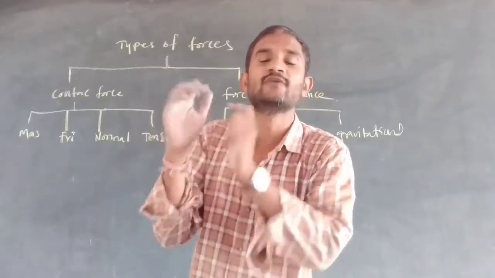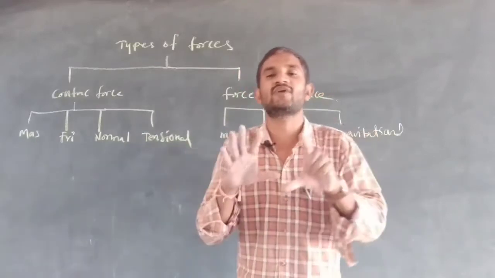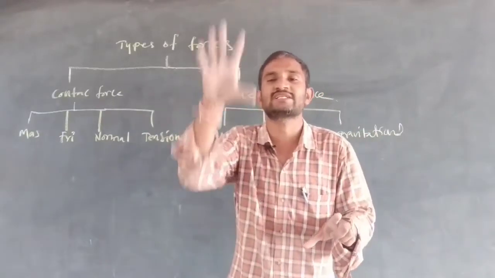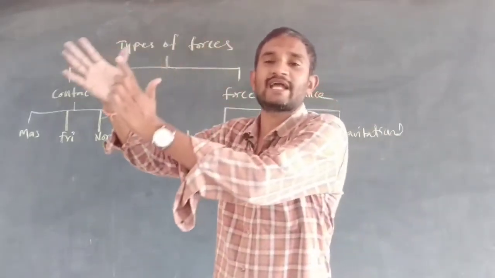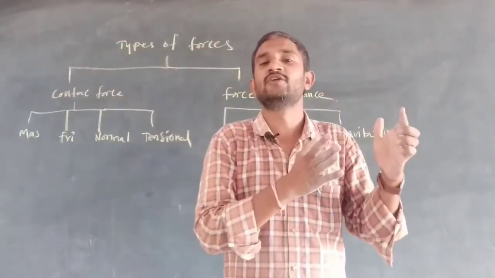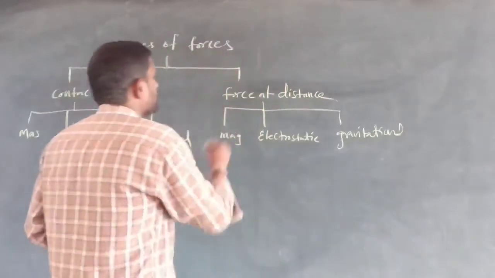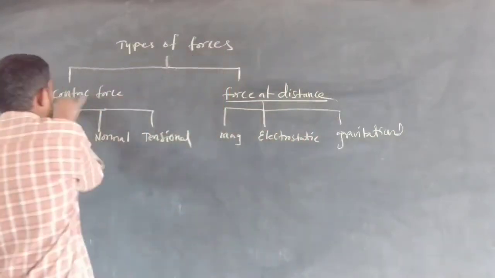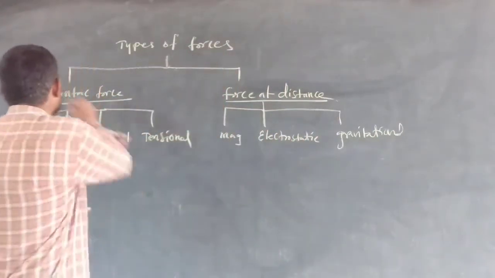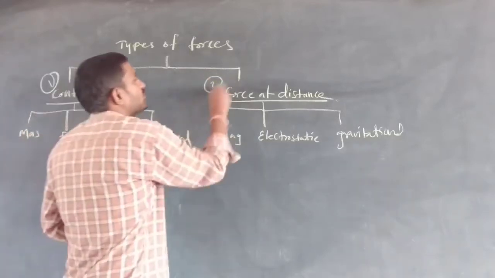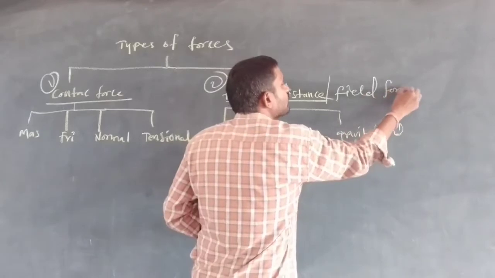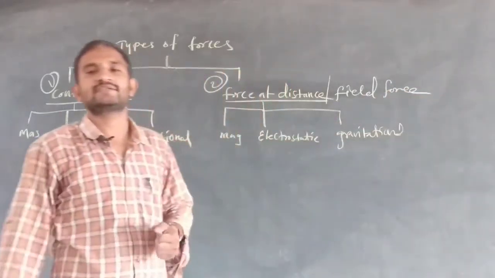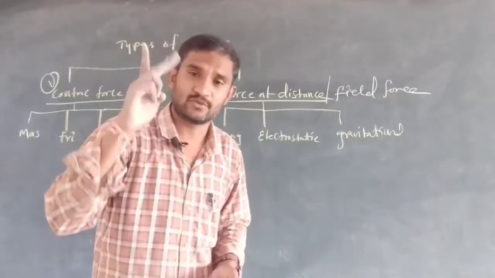That means field force. By this we conclude that forces are classified into two categories. One is contact force, and the other is field force, otherwise force at a distance. One is the contact force, and the other is the force at a distance, otherwise we call it field force. We have to call it what? Field force. We got the two examples.